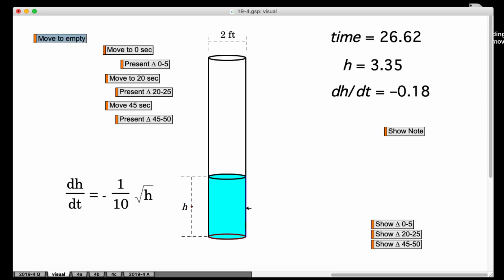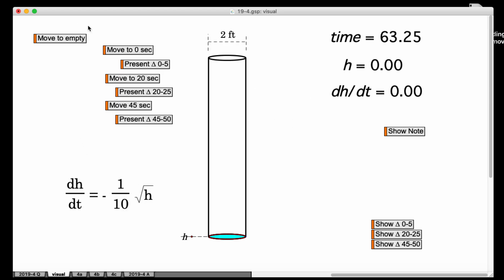And you see as it gets down to the bottom here, it's not going to be going very fast. You'll see that the time it takes is going to be about 63 seconds. You see this is going very slow now. The rate of change of the height with respect to time is very slow. Okay, so now the tank is empty.